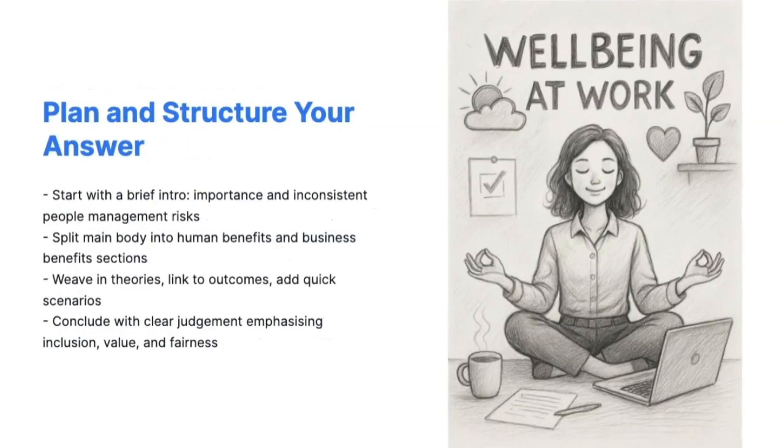All right, now let's talk about planning your answer. You'll want to start with a short introduction that sets the scene. Maybe mention why this issue matters and what the risks are if people management isn't consistent in the scenario. Then split your main section into 2 or 3 key parts. For example, you could have one section on the human benefits, like well-being, job satisfaction and engagement, and another on the business benefits, such as retention, performance, and reputation.